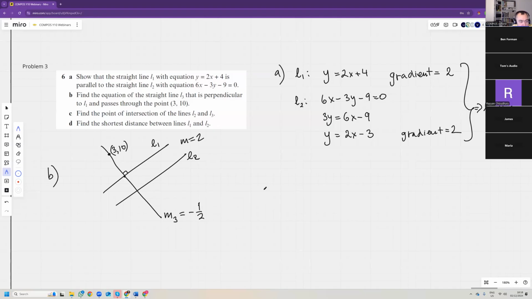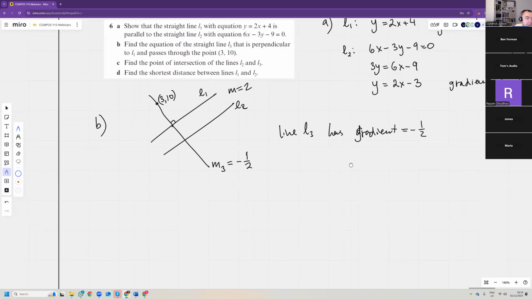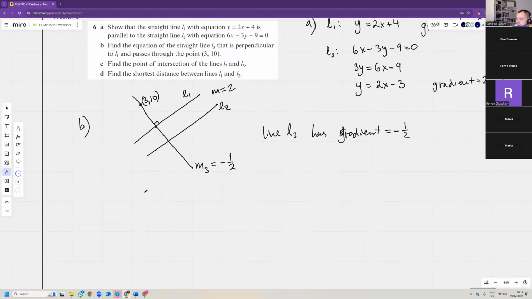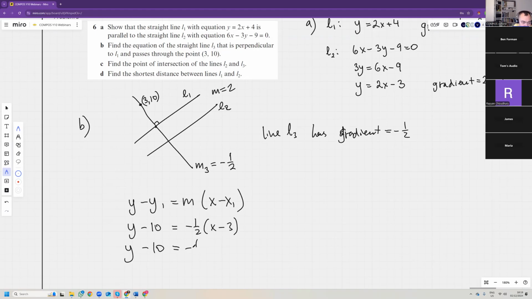Yeah, so line L3 has gradient minus 1/2. And it goes through this point, so we use the point slope equation. So y minus y1 equals m(x minus x1). y minus 10 equals minus 1/2 (x minus 3). y minus 10 equals minus 1/2 x plus 3 over 2.